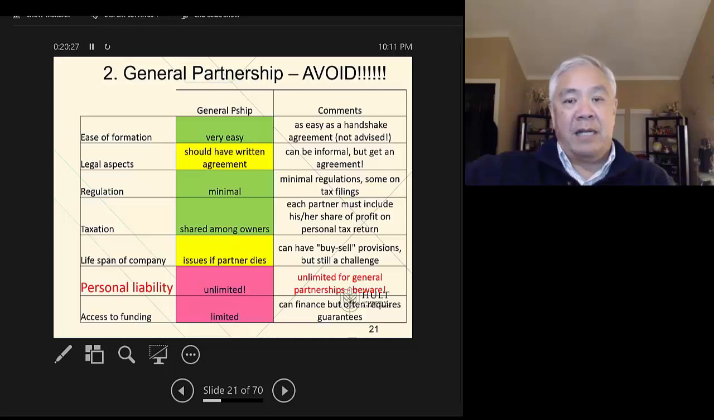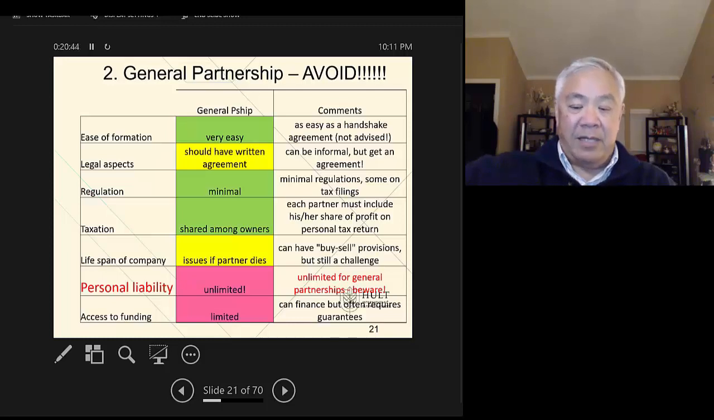That it's personal liability at all is bad news. But furthermore, for those with more assets, they're actually at more risk than those with less assets. So there's a lot of bad things to do with liability aspects of a general partnership. In other words, avoid it.